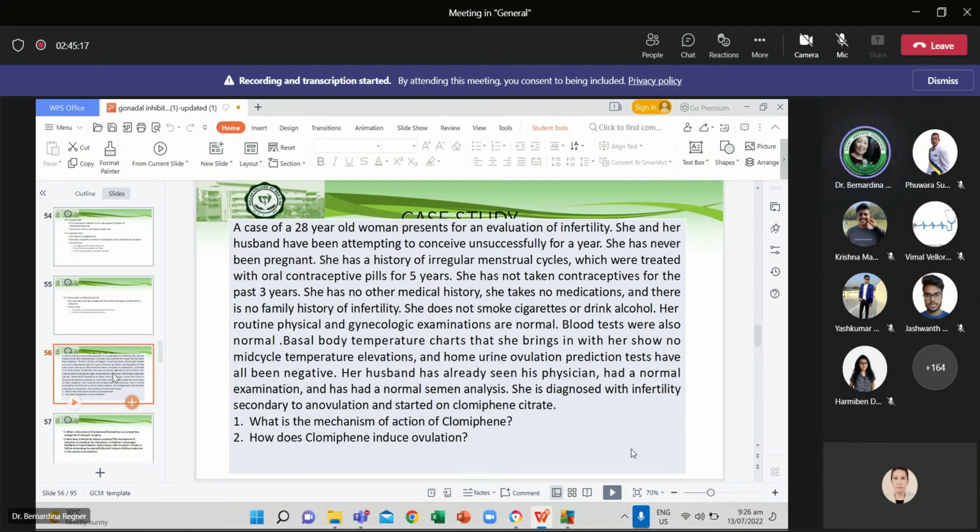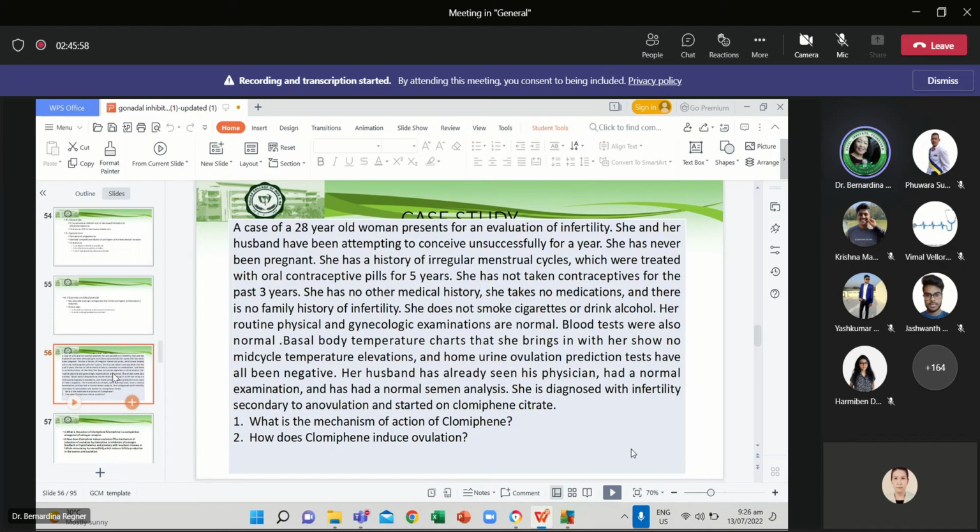She has a history of irregular menstrual cycles, which were treated with oral contraceptive pills for 5 years. She has not taken contraceptives for the past 3 years. She has no other medical history. She takes no medications, and there is no family history of infertility. She does not smoke cigarettes or drink alcohol. Her routine physical and gynecologic examinations are normal. So it's actually from the hormones. The problem is in the hormones.